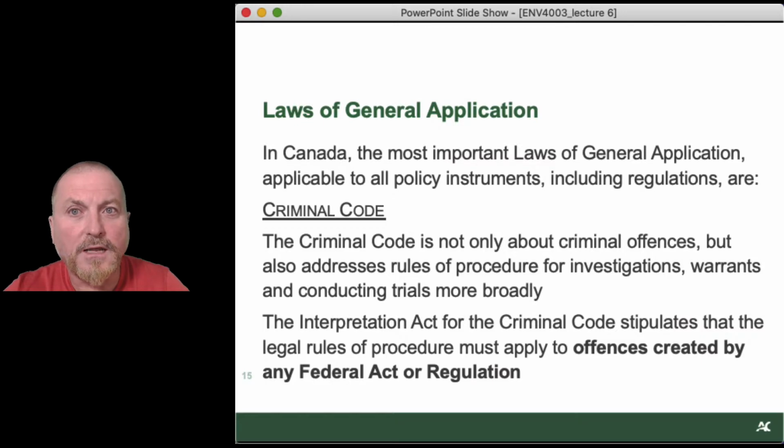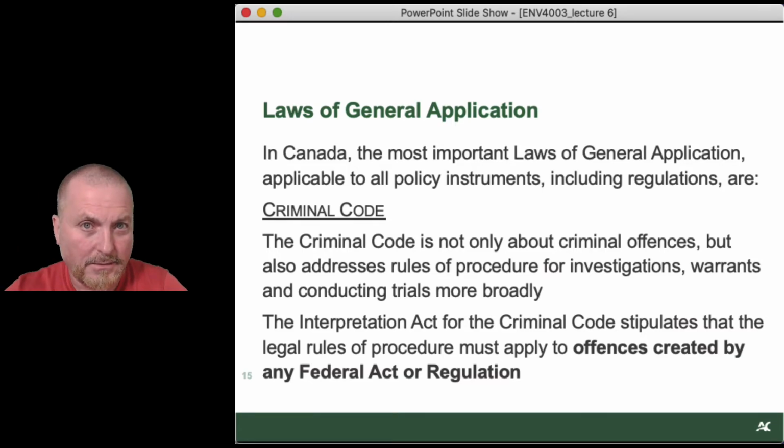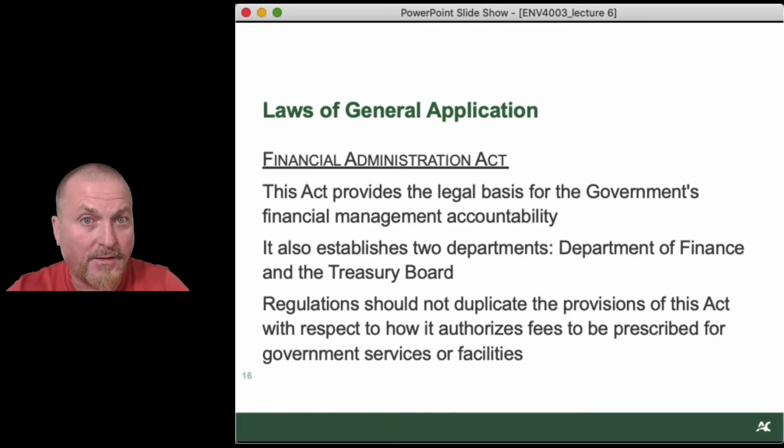So the Interpretation Act for the Criminal Code stipulates that the legal rules of procedure must apply to offenses created by any federal act or regulation. Okay? So, that means that the Criminal Code is directly applicable to all of the policy instruments that we would typically develop, except for voluntary suasion and those things. But anything that can include legal sanction must conform with due process under the Criminal Code.